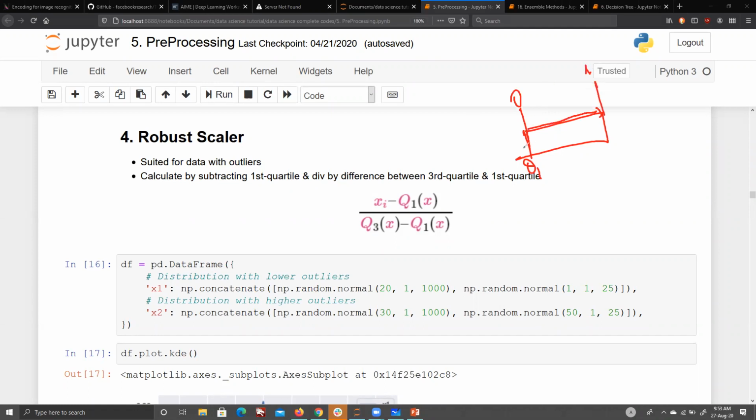Any whisker which is lower than Q1 will go negative. And let's say if there are too many values in the positive whisker, those will be beyond 1. But at least the middle 50% of data will be brought to 0 to 1. Agree?